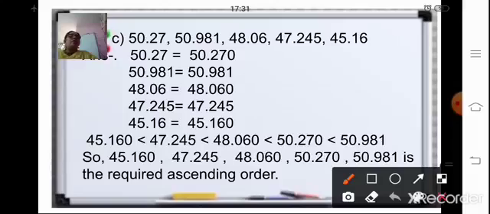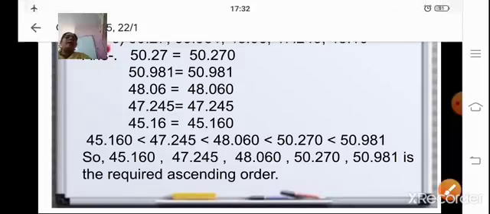So what is the maximum number of digits in the decimal part? That is 3 digits. Okay. These two numbers have got the maximum digits in the decimal part. So the other numbers we will change into 3 decimal places. So 50.27 will become 50.270. The second number will remain as it is. Third number 48.06 will become 48.060 and 47.245 will remain as it is. And the last number, that is 45.16, will become 45.160.